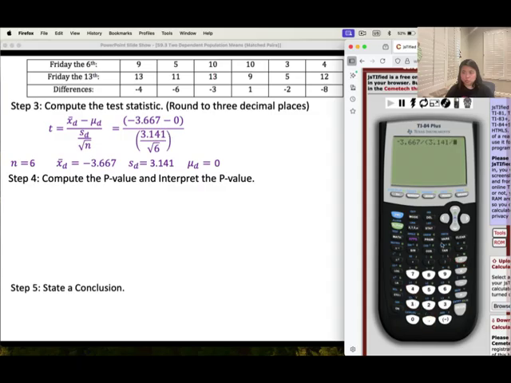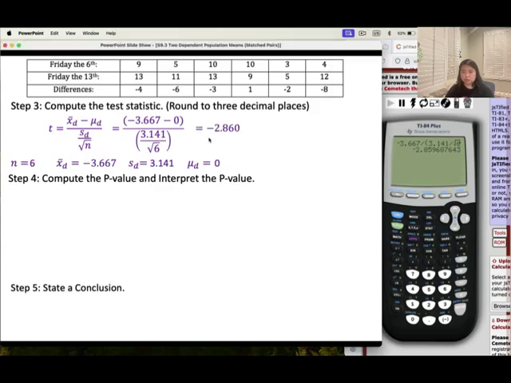3.141 divided by square root of 6, and then cos frequency. Enter. You're gonna get -2.8596. Okay, I will put -2.860. You could do the rounding.